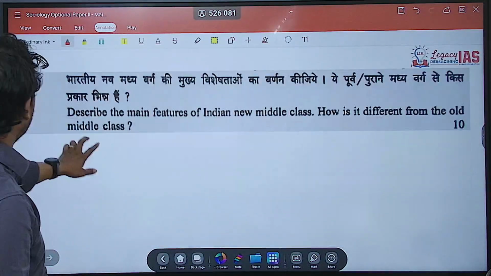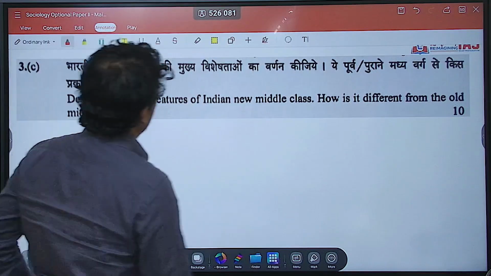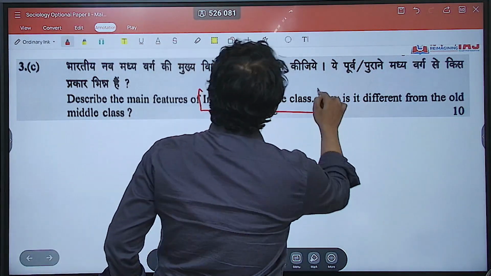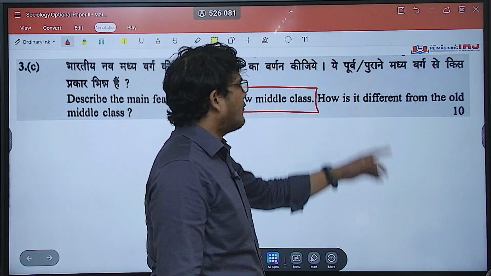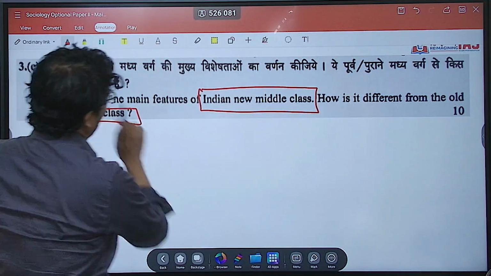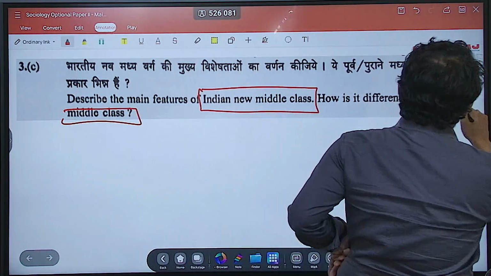Let's move ahead to the next question. Describe the main features of the Indian new middle class. How is it different from the old middle class? So middle class, again, it's a direct topic from our syllabus.